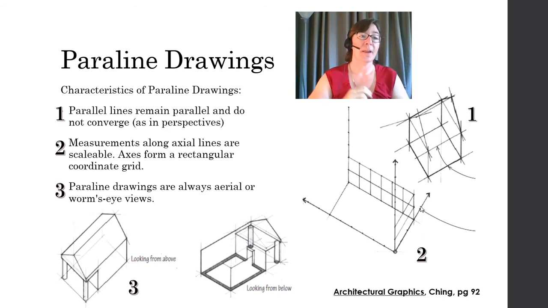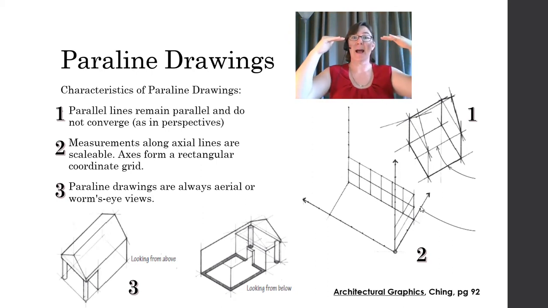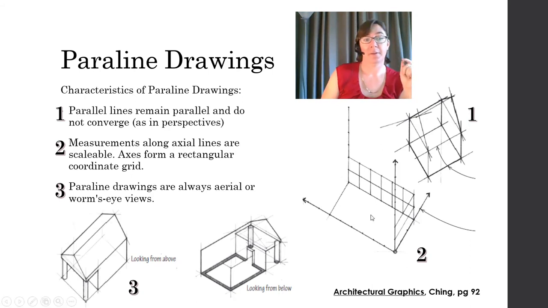The third characteristic of Paraline drawings here are that they are always either aerial or worm's eye view. All right, they're not going to be direct 90 degrees on like your orthographic drawings. And you're not going to have your eye at the horizon line like you do with perspective drawings. And so you are either looking from above, which is your typical view, all right, or you can also construct them so you're looking from below.